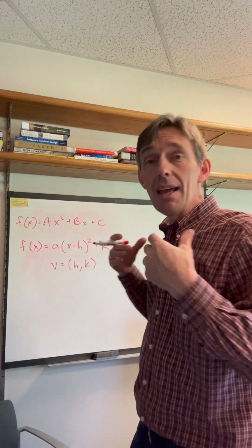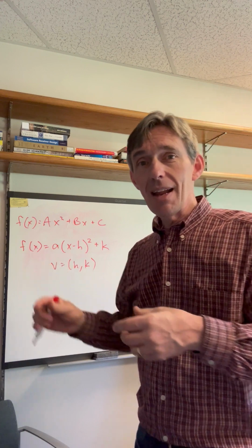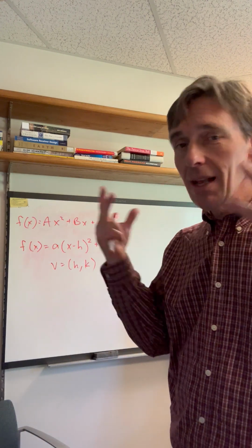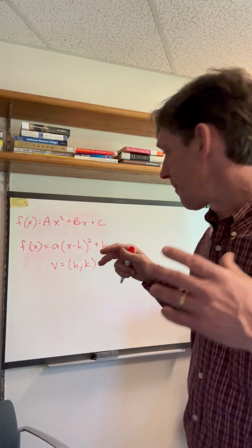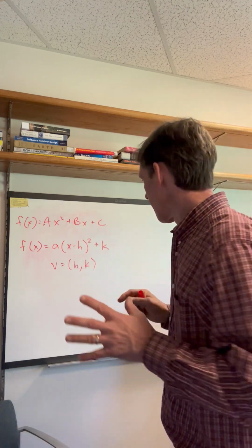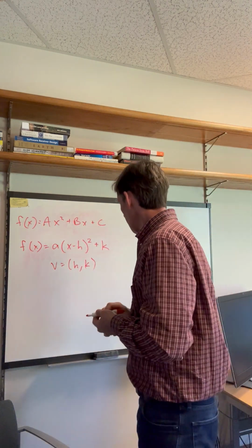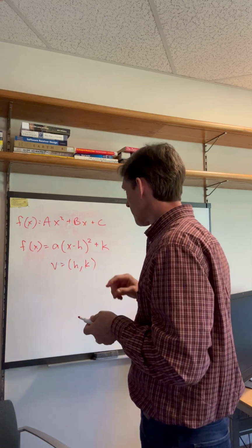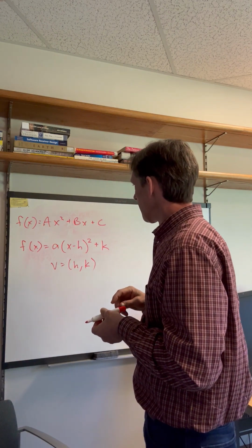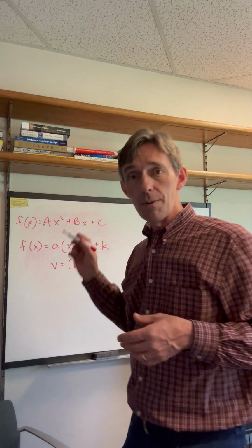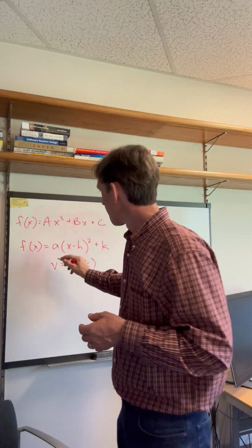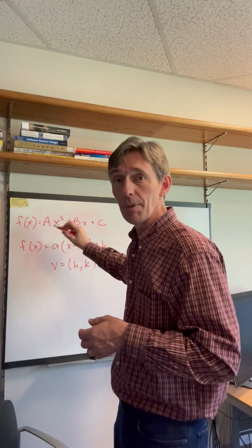And if I plug in x equals 0, then I find out where my y-intercept is. So I can learn a lot about this graph by knowing how to, again, manipulate it algebraically. So let's take an example and convert it from standard form to this vertex form. In fact, let's use this example up here, okay?